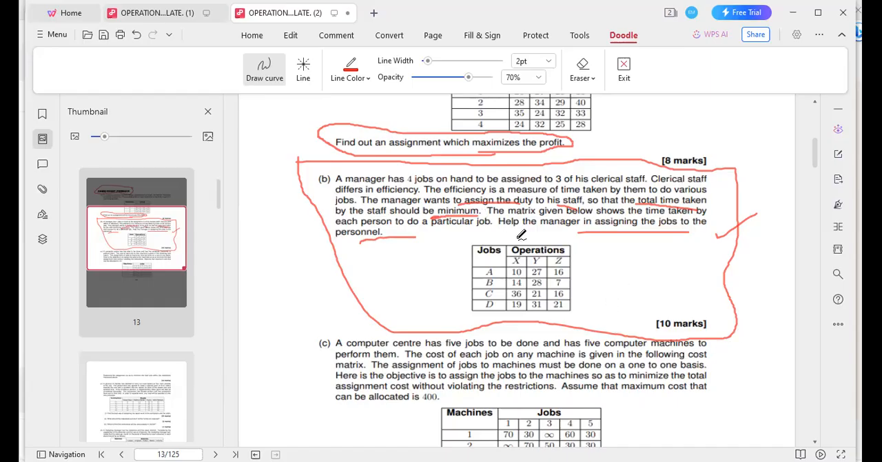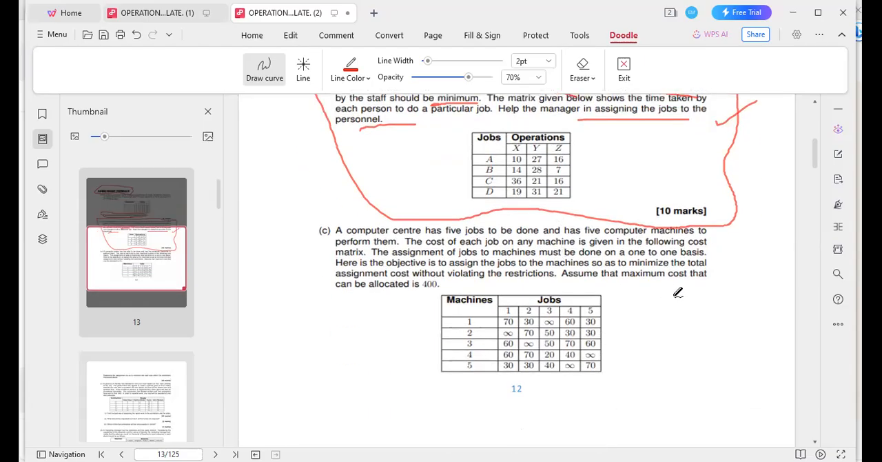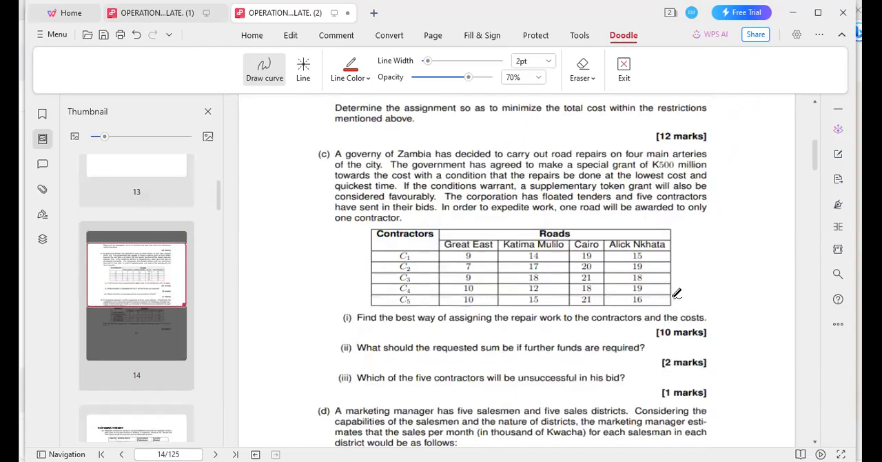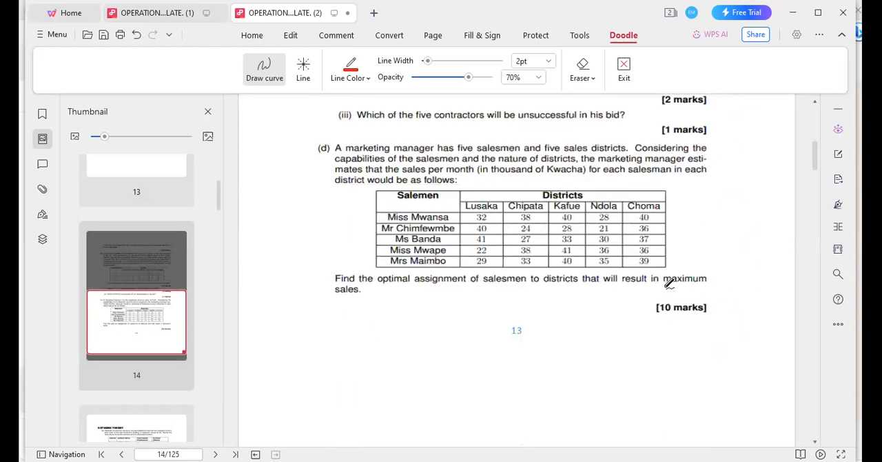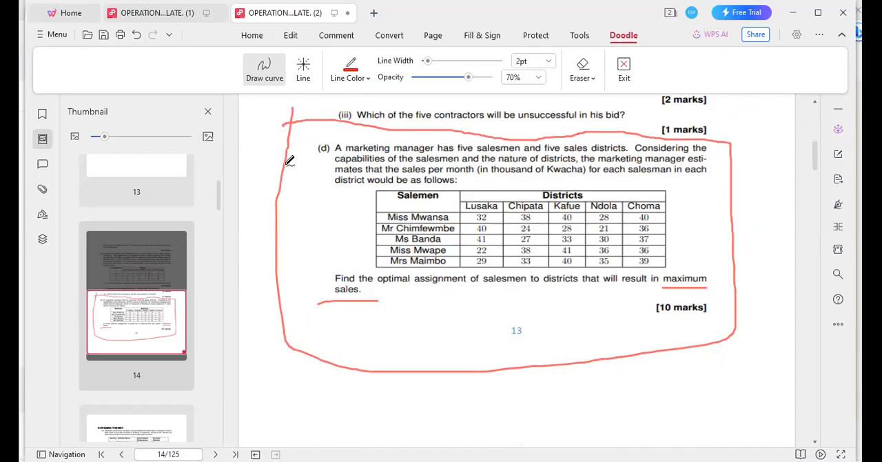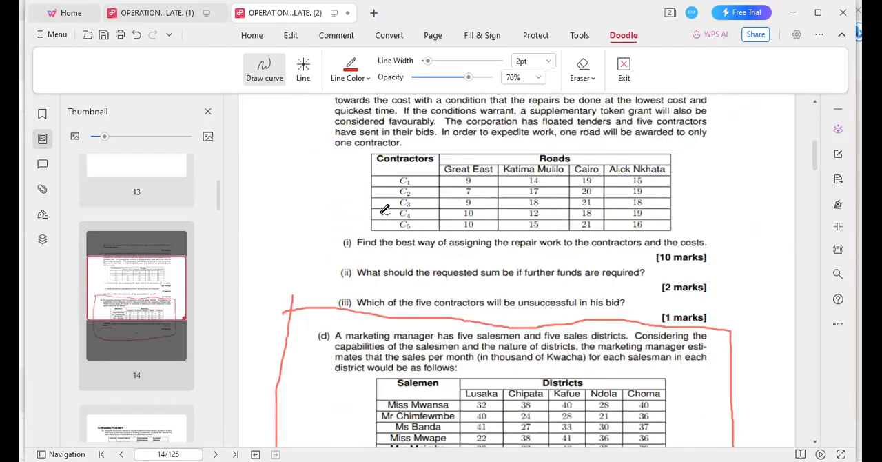So let's see how you tell. You either maximize or minimize, so that is what goes on. Here they will say maximize sales for this question. We did a question similar to this one in terms of maximization. So when they ask you to maximize, first we change the table.